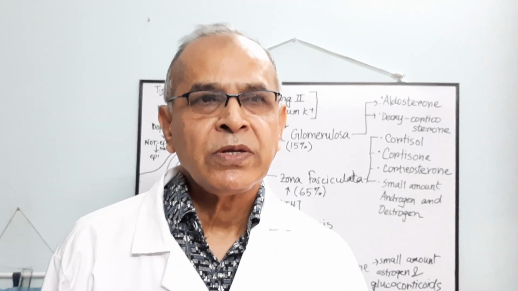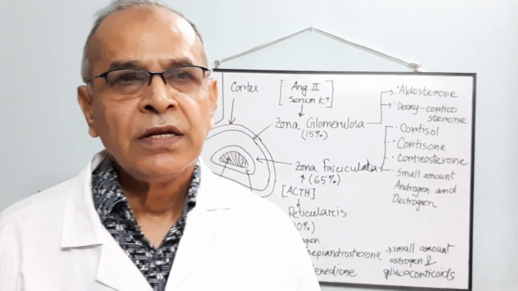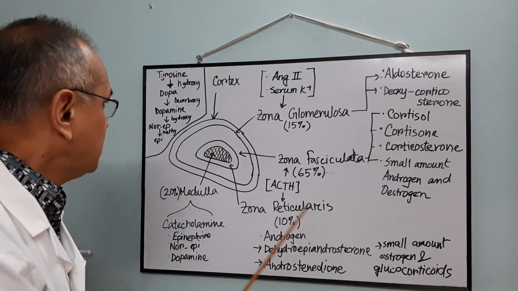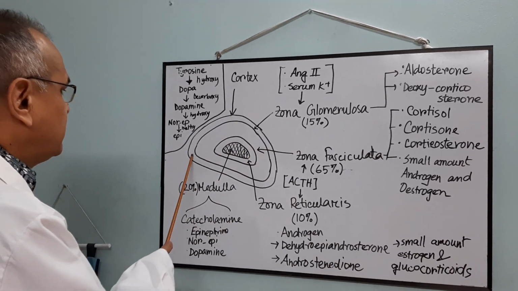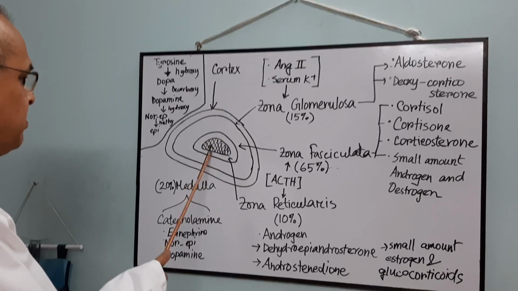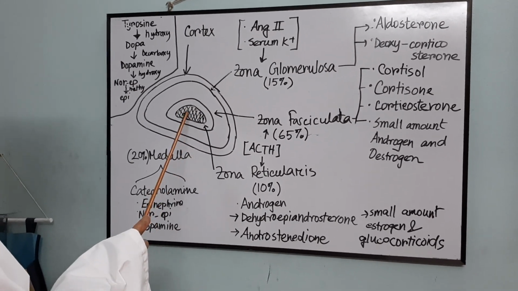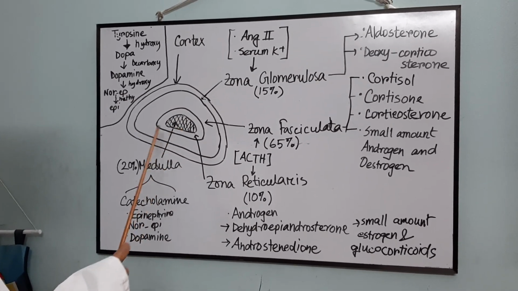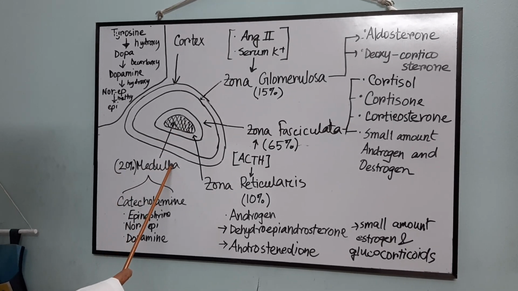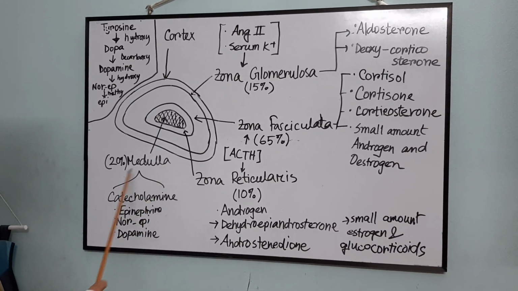Now the adrenal gland has two parts. One is the adrenal medulla, another is the adrenal cortex. Now come to a picture diagram. This whole is the adrenal gland. This is the outer cortex and the inner medulla. The inner medulla is about 20% of the gland, and the medulla secretes some hormones, that is catecholamines.